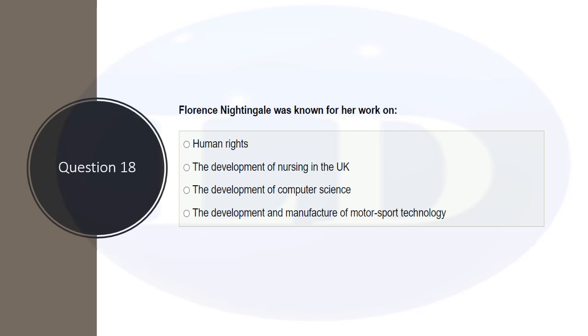The next question is, Florence Nightingale was known for her work: human rights, the development of nursing in the UK, the development of computer science, the development and manufacture of motor sport technology. The correct answer is the development of nursing in the UK. Florence Nightingale was a nurse, also known as the lady with the lamp. She came to fame during the Crimean War. So she is supposed to be the inventor of nursing in our modern times. So the second option is the correct option.